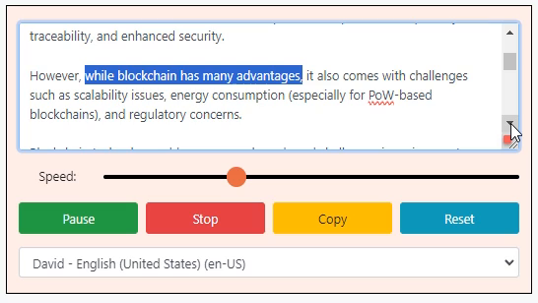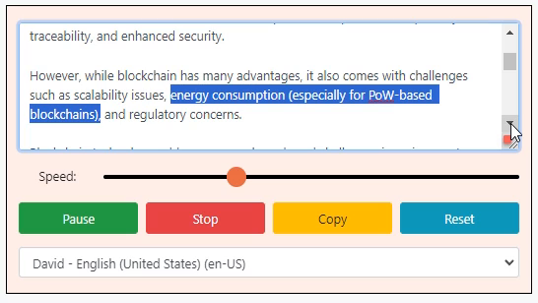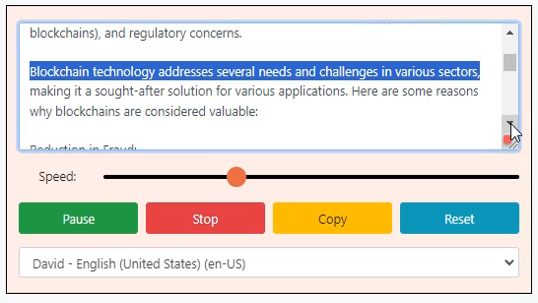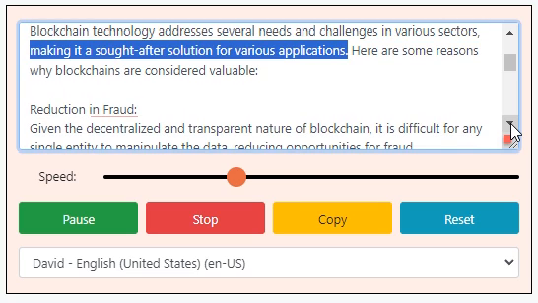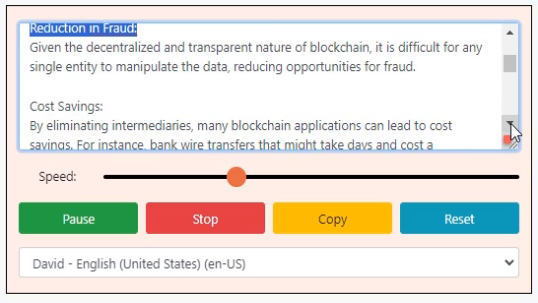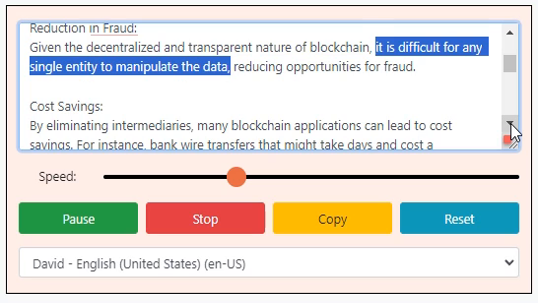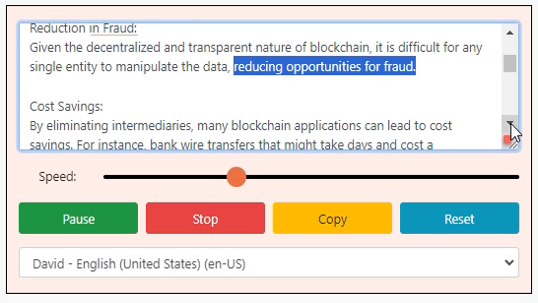However, while blockchain has many advantages, it also comes with challenges such as scalability issues, energy consumption, especially for POW-based blockchains, and regulatory concerns. Blockchain technology addresses several needs and challenges in various sectors, making it a sought-after solution for various applications. Here are some reasons why blockchains are considered valuable. Reduction in fraud. Given the decentralized and transparent nature of blockchain, it is difficult for any single entity to manipulate the data, reducing opportunities for fraud.